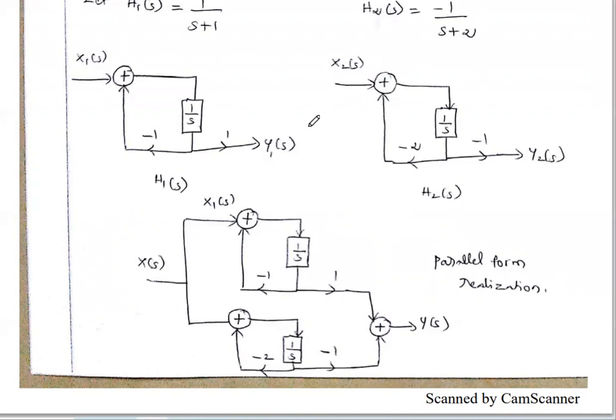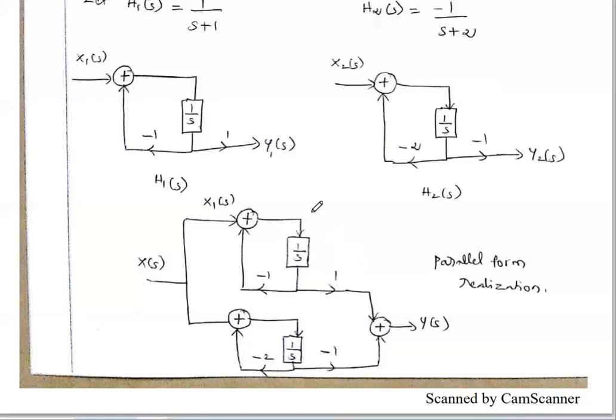And finally, the outputs y1 and y2 you have to add using one external adder. So you place one adder, and for this adder you give y1 and y2. You just add y1 and y2 in order to produce the output of the system. So this connection we call a parallel form realization.